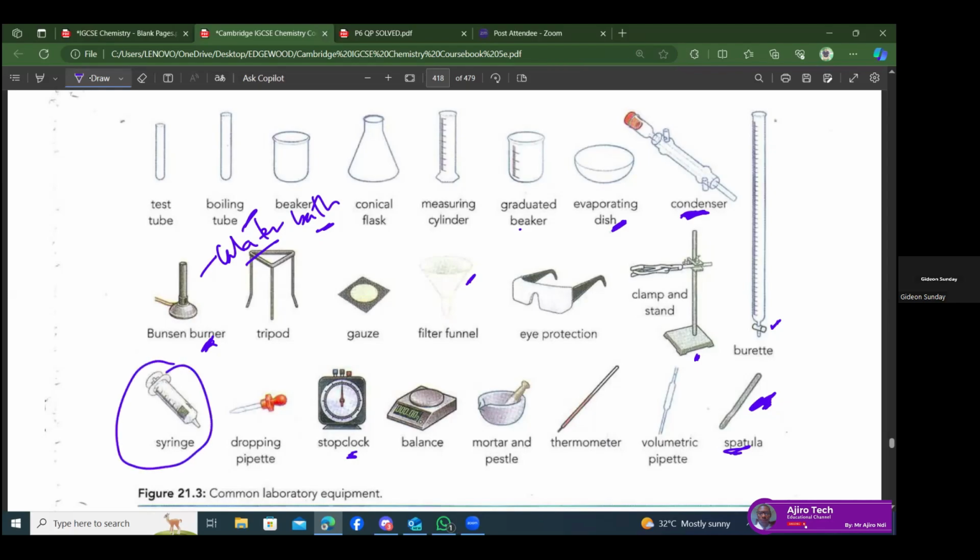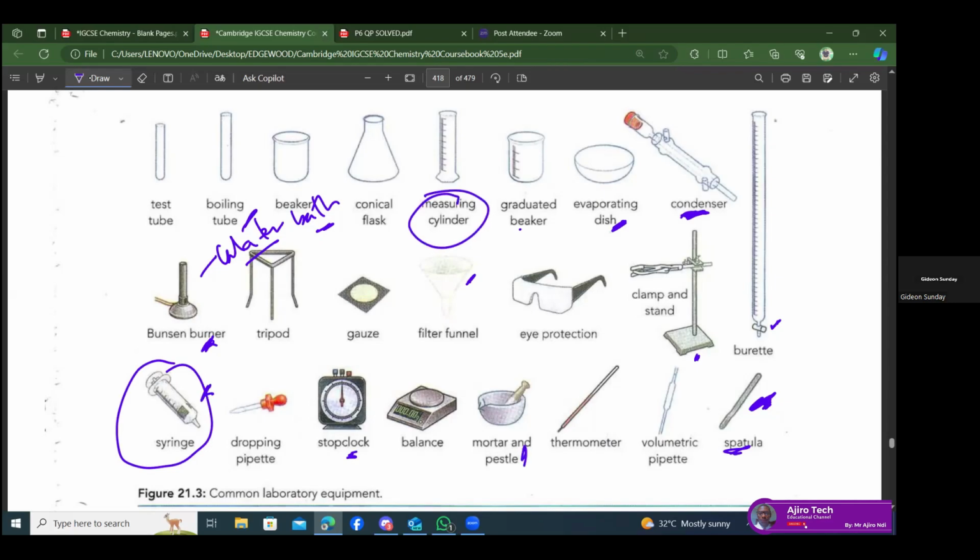Then for the syringe, we're trying to observe a reaction where gas is produced. So the syringe is used to measure the volume of gas. Instead of using a gas syringe, you could also use an inverted measuring cylinder to measure the volume of gas. So that is just it.